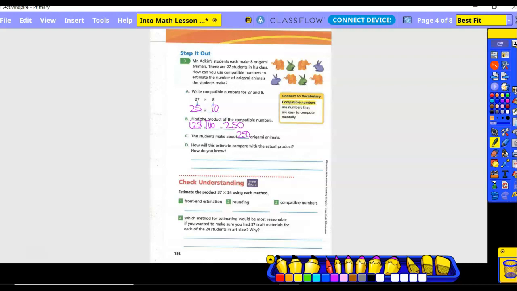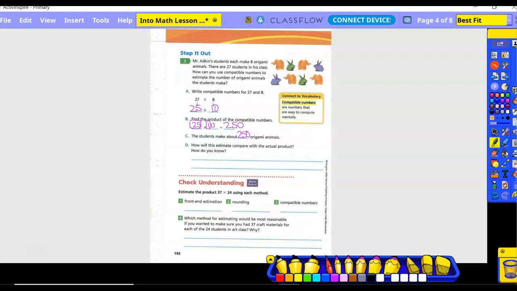More. It'll probably be more, right? Okay, because the 25 is just a little bit less, and then the 8 is a little bit more. So will it be too terribly far off? No, okay, but it should be a little bit greater, right? So compatible numbers are numbers that are easy to compute mentally. So of course, 25 and 10, all you have to do is add a 0, right?